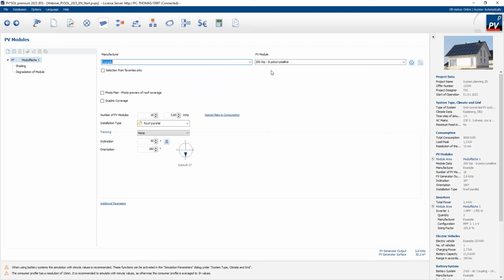And if you would prefer the detailed selection, then you will have an icon on the upper right-hand side, a database icon, and this is for the detailed selection.